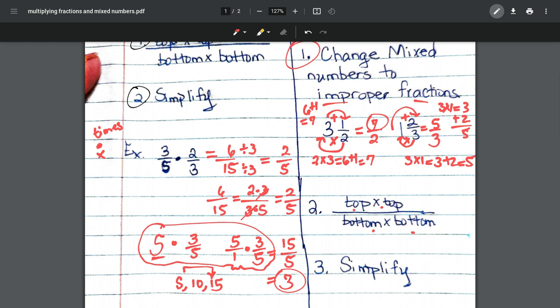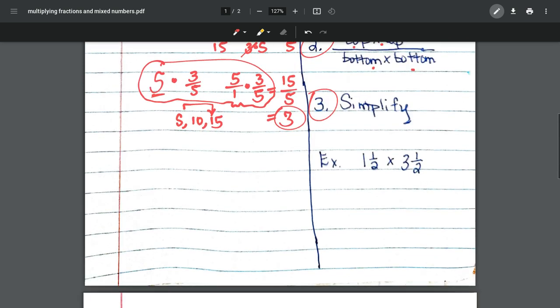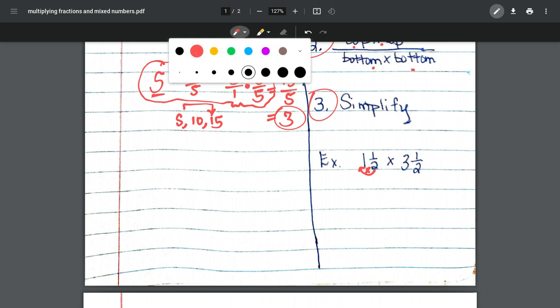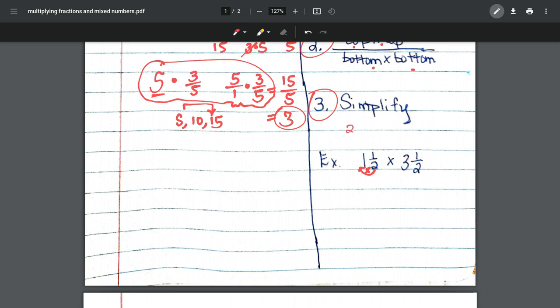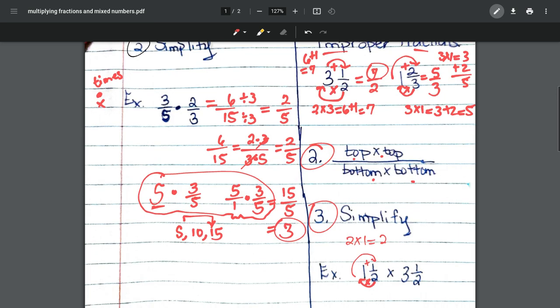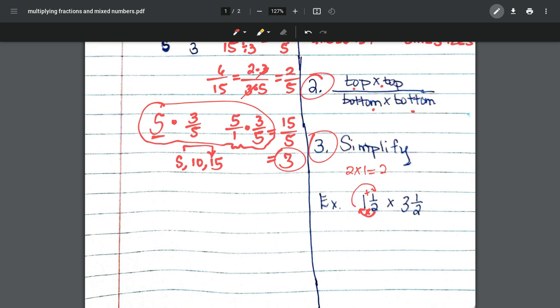And then once you get them where they only have a top and a bottom and no whole number on the outside, you just do top times top and bottom times bottom, and then you simplify. So let's take a look at 1 1/2 times 3 1/2. Well, for 1 1/2, I'm going to say 2 times 1. And let me write this where it's not so large. 2 times 1 is 2. And then I'm going to add the 1. All right, so I have 2 plus 1, which is 3. So my top number will be 3, and I keep the same denominator, 2.